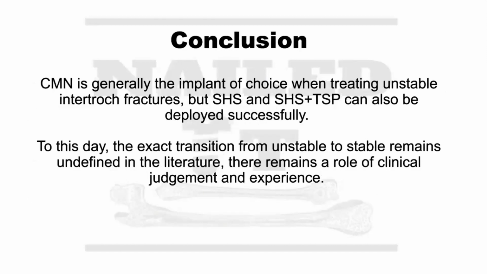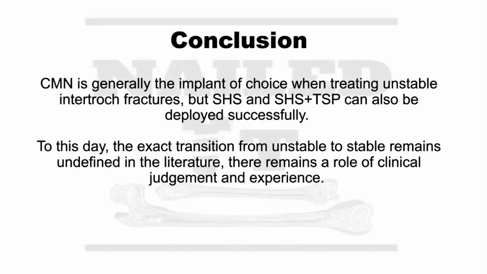So generally, in conclusion with this paper, a cephalomedullary nail is generally the implant of choice when treating an unstable intertroch fracture. But the sliding hip screw and sliding hip screw with the troch stabilization plate can also be used with success. So we're rounding this whole discussion off. To this day, we don't really know the exact transition from stable to unstable; it remains sort of undefined. And then the role of a sliding hip screw in that spectrum remains a role of clinical judgment and experience.